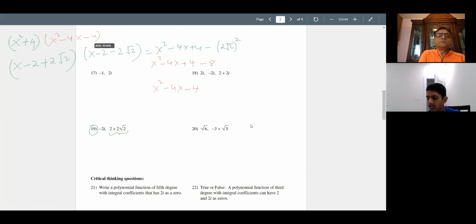x squared minus 4x minus 4. Correct. So that is your answer. You get the idea, right? So that is how you do this. Let me rewrite here: x squared plus 4 times x squared minus 4x minus 4 is what the polynomial will be. Correct? Last question.